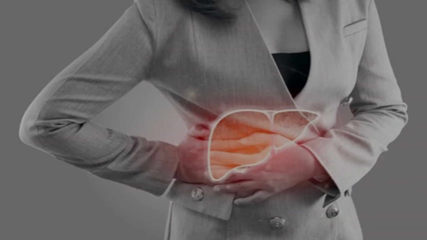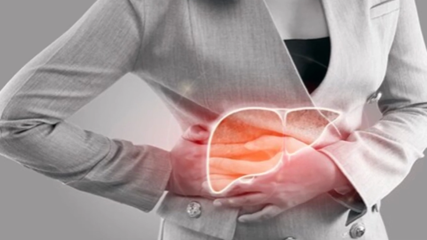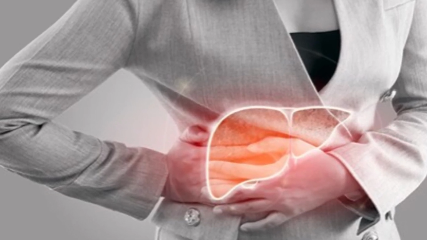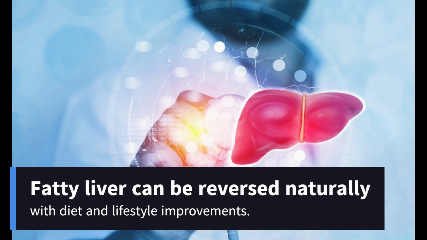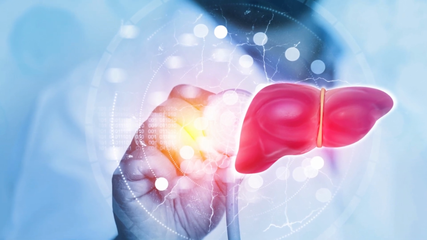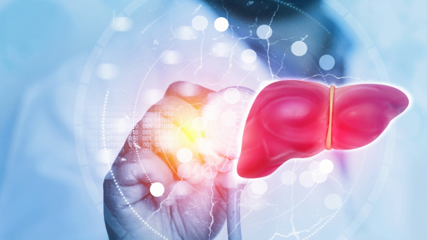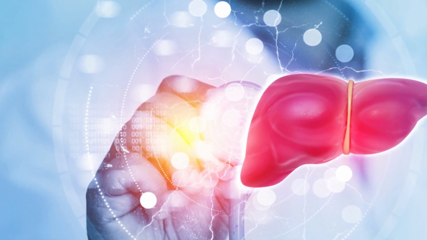Takeaway: how to reduce fatty liver naturally and improve long-term health. Reversing fatty liver disease requires a commitment to long-term dietary and lifestyle changes. These include achieving and maintaining a healthy weight, adopting a balanced eating plan, staying physically active, and limiting alcohol intake. Together, these actions help reduce liver fat, decrease inflammation, and prevent disease progression.